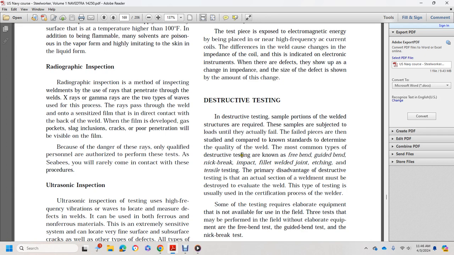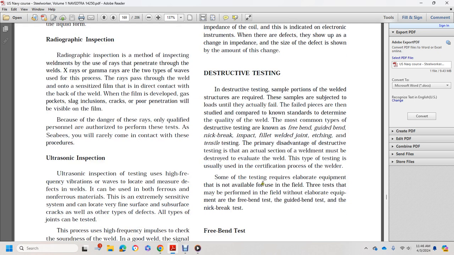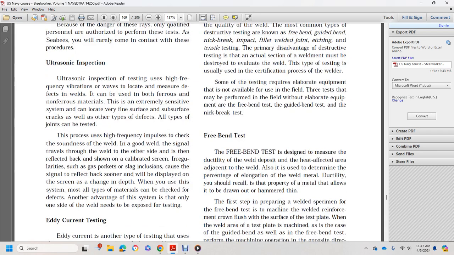The most common types of destructive testing are free bend, guided bend, nick break, impact, fillet weld, joint etching, and tensile testing. The primary disadvantage of destructive testing is that the actual section of weldment must be destroyed to evaluate the weld. This type of testing is usually part of the certification process of the welder. Some of the testing requires elaborate equipment not available in the field. The tests that may be performed in the field without elaborate equipment are the free bend test, guided bend test, and the nick break test.